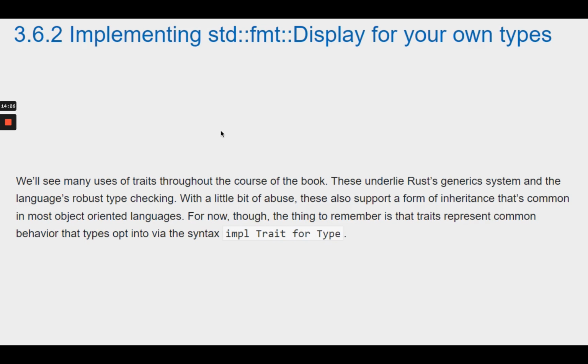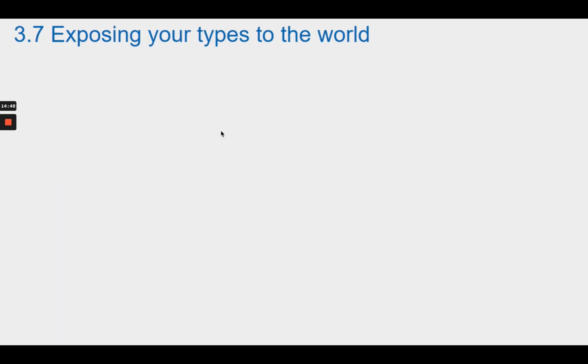These underlie Rust's generic system and the language's robust type checking. With a little bit of abuse, these also support a form of inheritance that's common in most object-oriented languages. For now, though, the thing to remember is that traits represent common behavior that types opt into via the syntax impl Trait for Type.